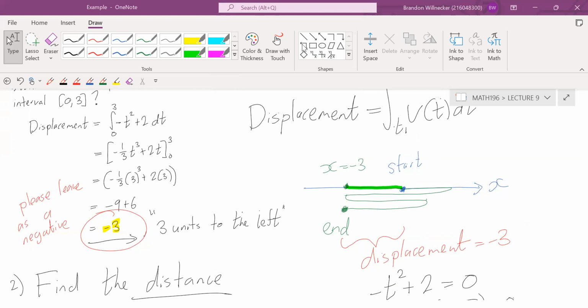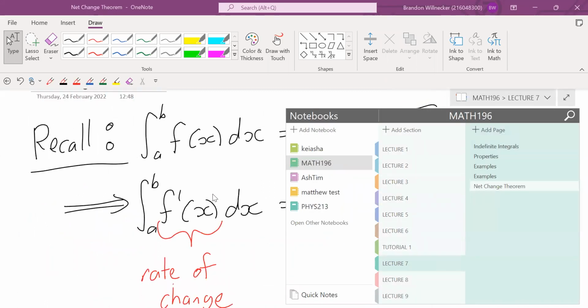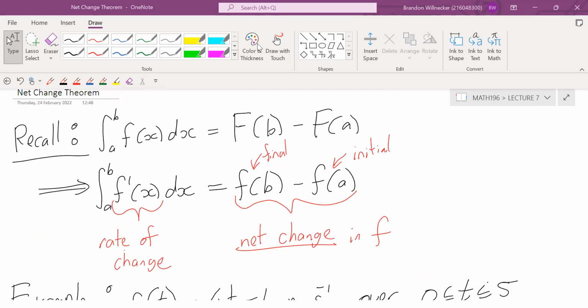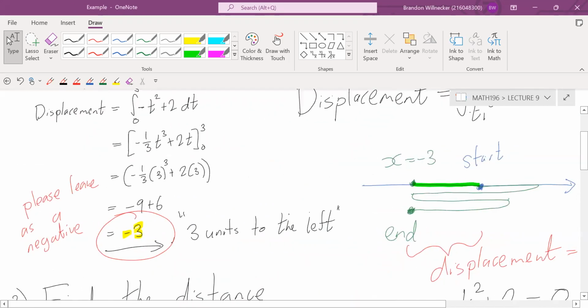Does that answer your question? Okay, sure, no problem. It's like this over here. Yep, net change theorem. We're integrating the velocity, so we're looking at the final position, because the integral of velocity gives us position. The final position minus the initial position gives us the net change in position, which we call displacement. So here the final was -6, the initial was 6. So the displacement was -3. Sorry, that's a delta x there. Delta x is -3.